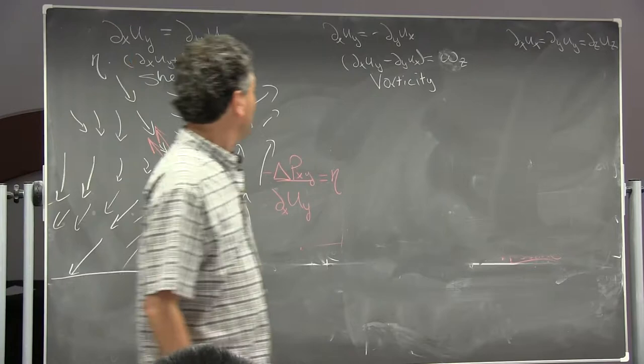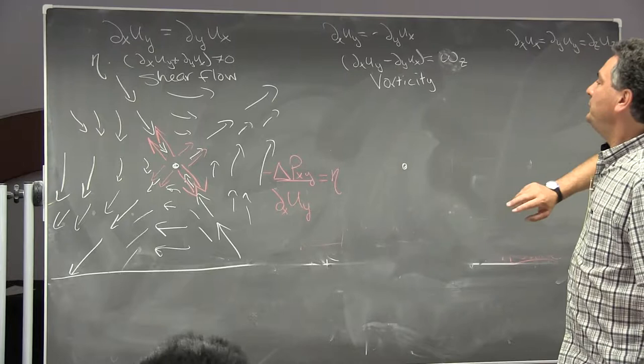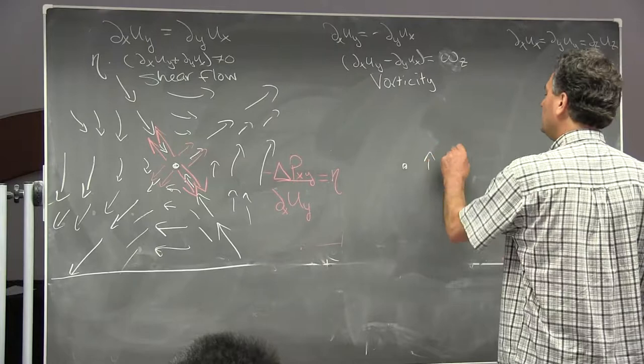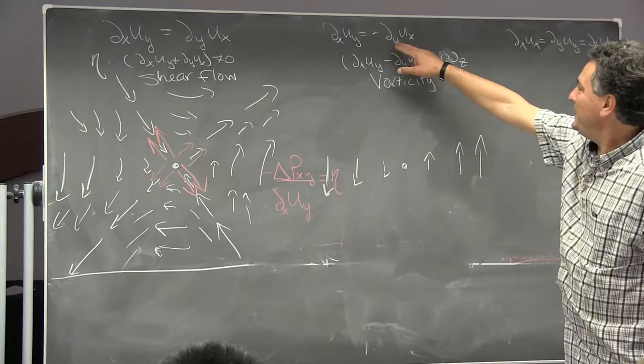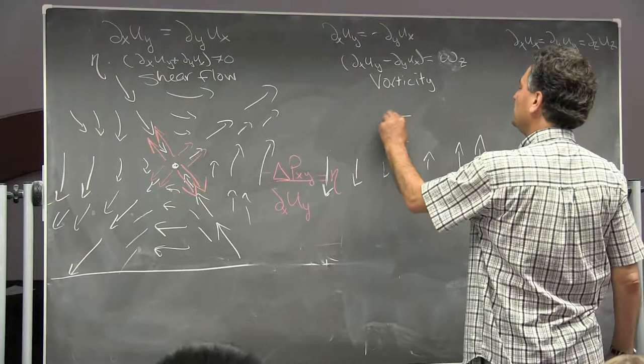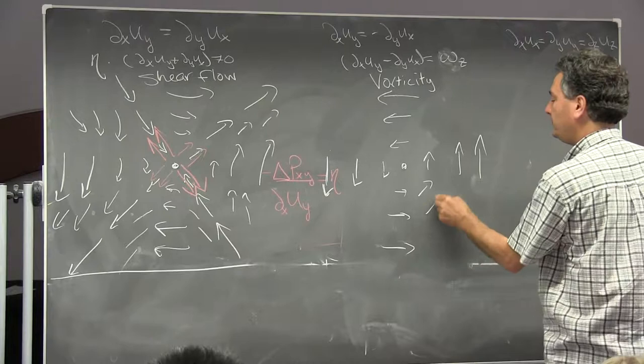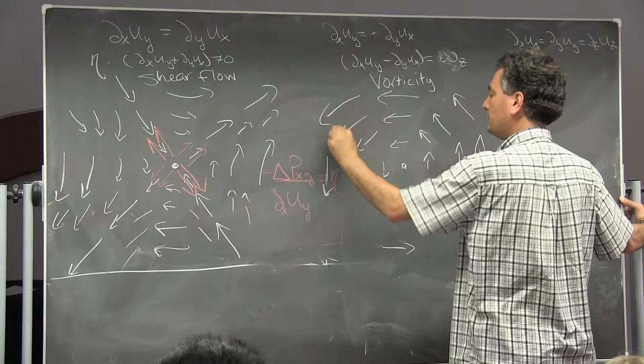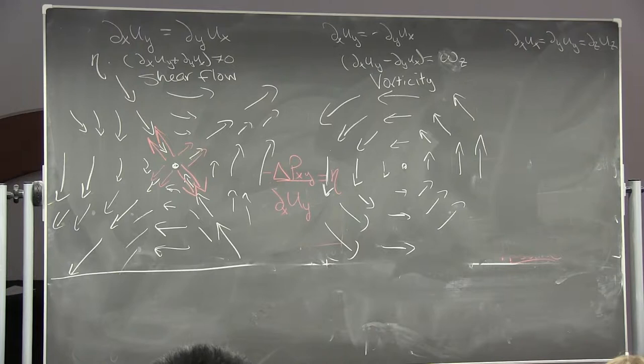What's vorticity? Here's a point which is at rest. Del x u y, let's say, is positive. That means that as I go in the x direction, u y is getting bigger. But del y u x is negative, so if I go in the y direction, I'm moving in the minus x direction. So that's a flow like this. Now you see why that's called vorticity? It's just the fluid spinning.